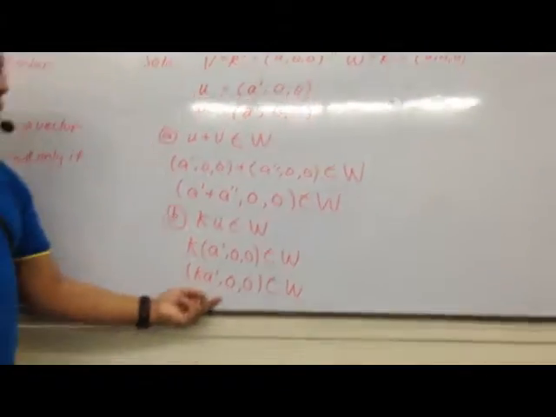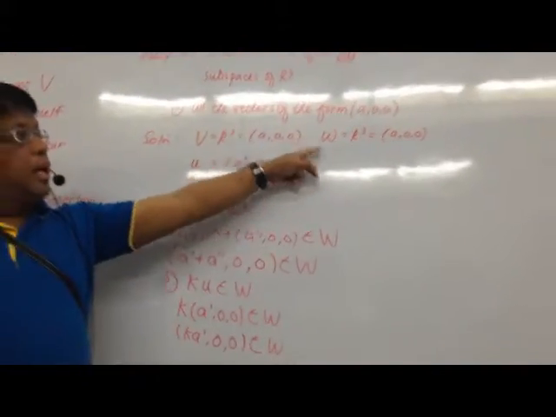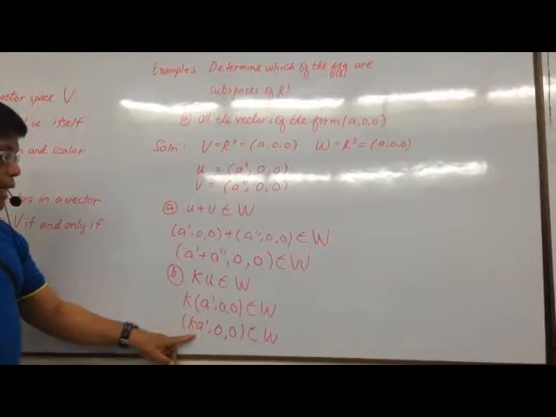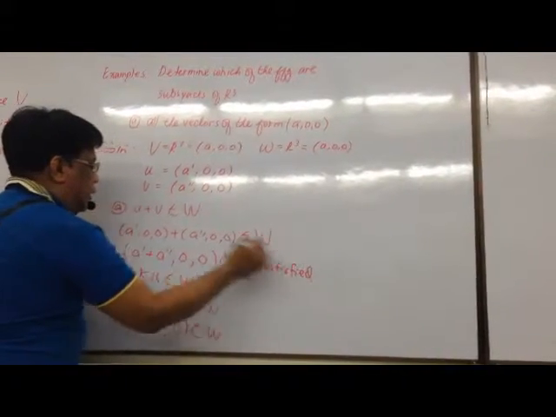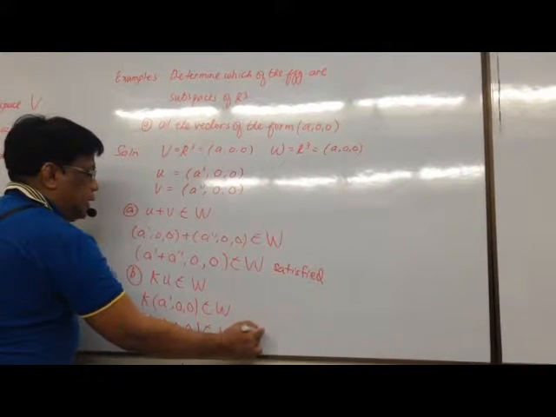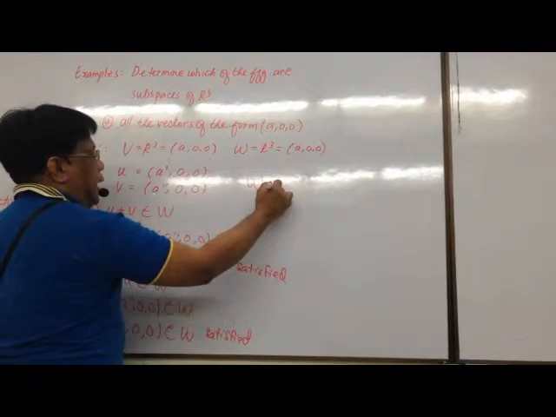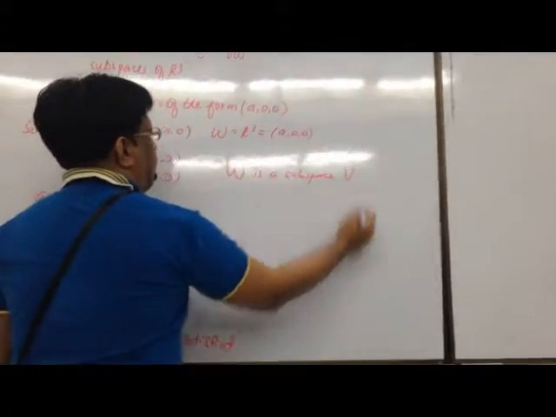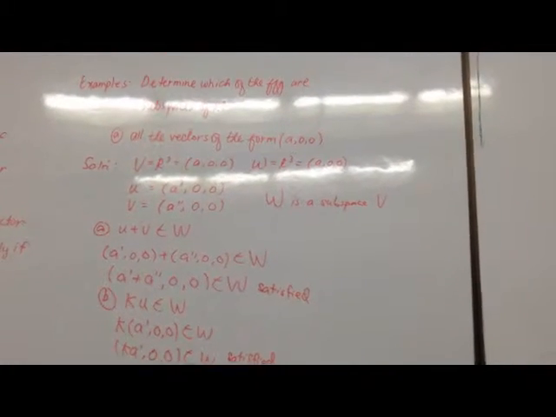If the resulting scalar multiplication is an element in your W, take note that W contains a 0, 0. So what do you think? It is again satisfied, class. So you write here "satisfied" for the first condition, and satisfied also on the second condition. So we can say now that W here is a subspace of V. Okay? Do you follow, class? Any questions with regards to our first example?